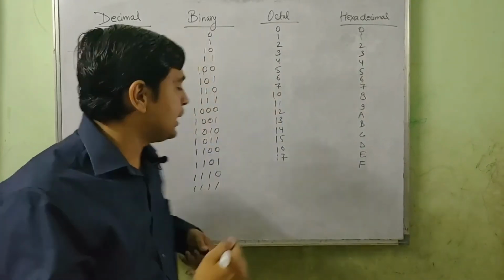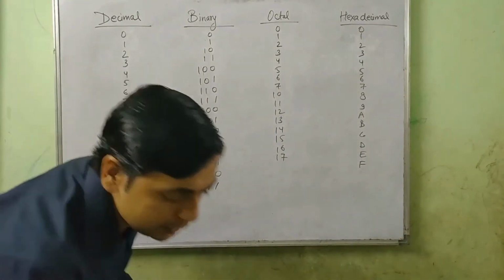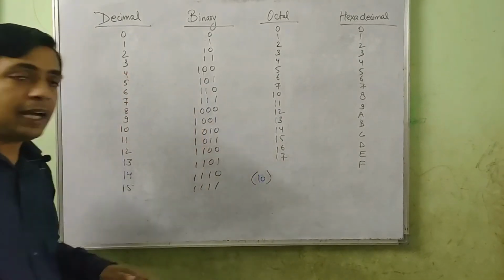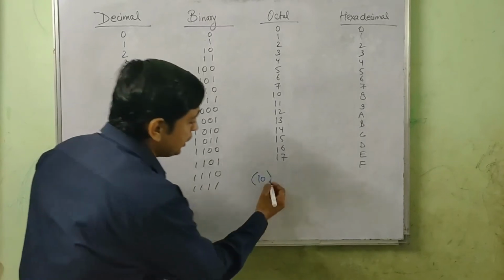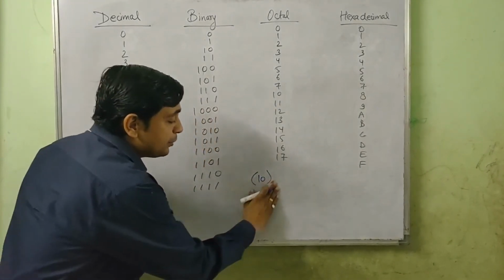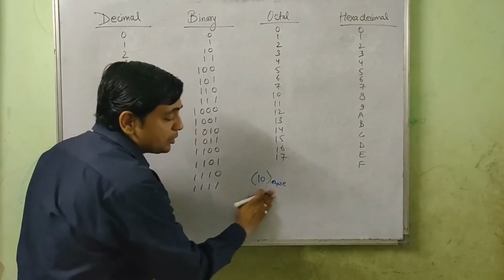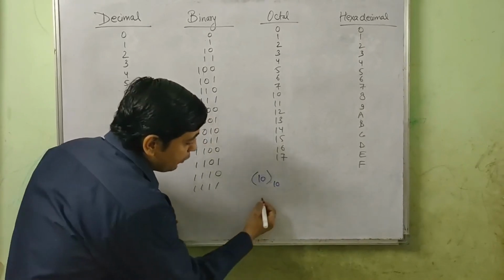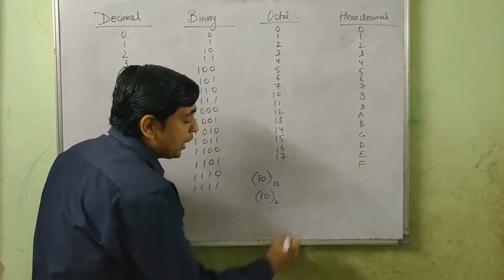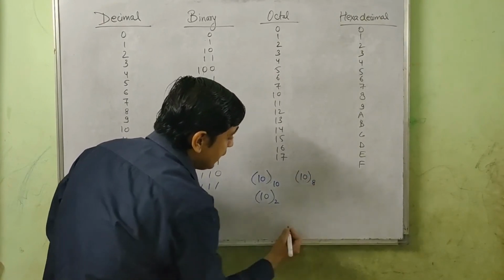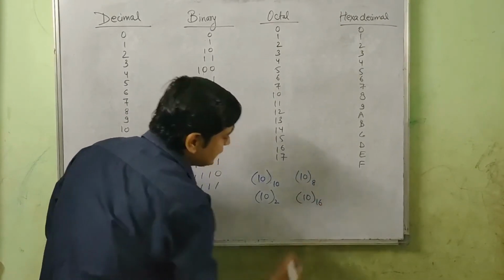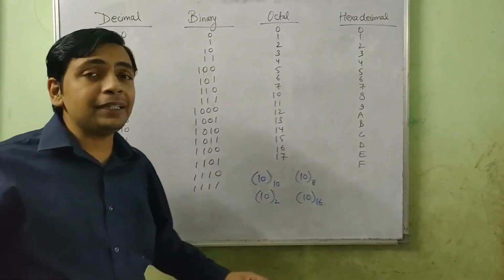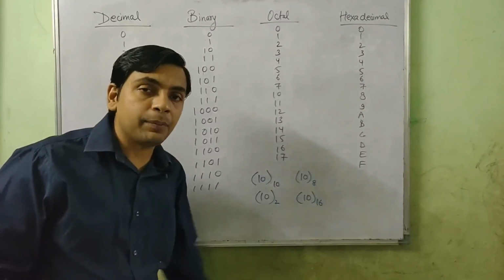So if we are representing any number, suppose I am representing 10 and I want to represent 10 in decimal, how will I represent that? I will put a parenthesis and write the base or radix of the number system. If I want to represent it in decimal, I will write 10. In binary, I will write 2. In octal, I will write 8. And in hexadecimal, I will write 16. So the base or radix which I have written there will tell me to which number system this specific number belongs.